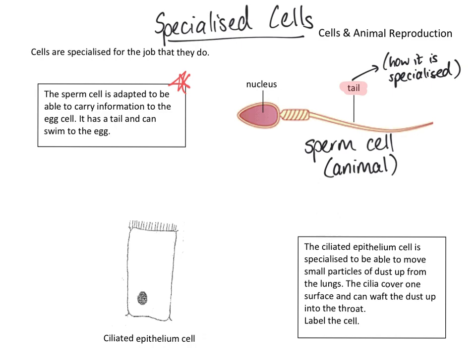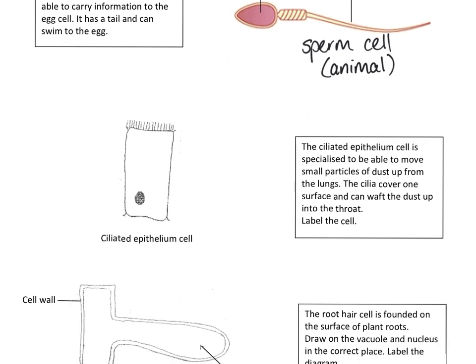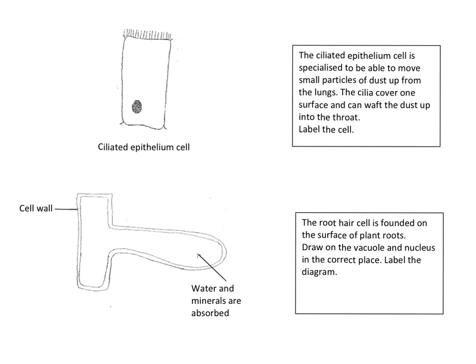Let's have a look at the next specialised cell that you need to know in particular, and that's called the ciliated epithelium cell, and that is a hard one to learn, so please spend a bit of time learning, particularly that spelling, ciliated epithelium cell. I would maybe try and write that out a few times. That again is an animal cell, so notice no vacuole or chloroplast or things like that.